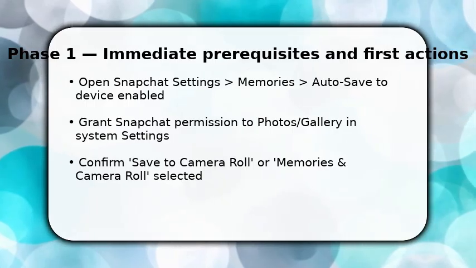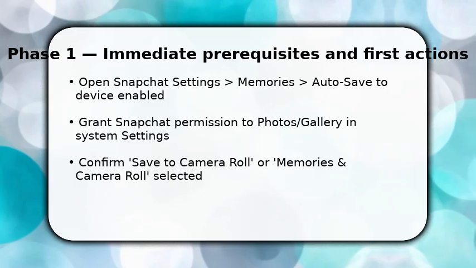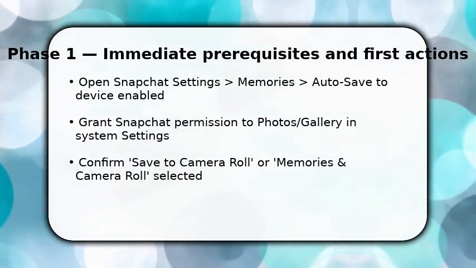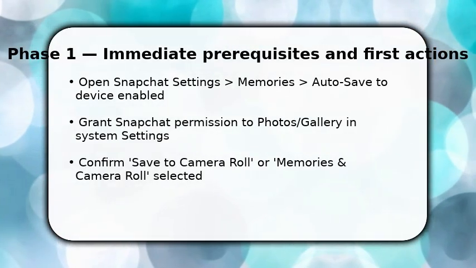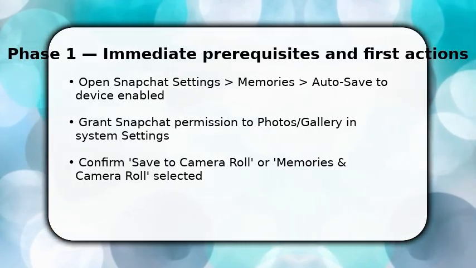Next, go to your phone settings and grant Snapchat photos or storage permission so the app can place images into your gallery. Once done, take a test snap and save it. You'll know it worked when the image appears in your phone's Photos app. Make sure to continue only after that verification.